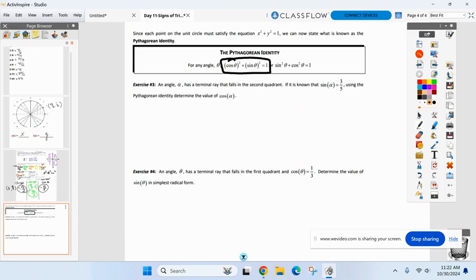Everyone's cosine squared plus sine squared equals 1. Yep. All right, let's look at exercise 3. What's that symbol? I showed it to you yesterday. Alpha, good. Too bad that's not going to be on the Regents, naming the Greek symbols. It's the same as theta, or any other Greek symbol.